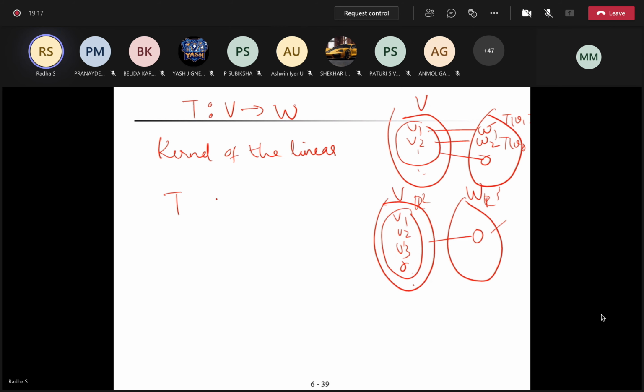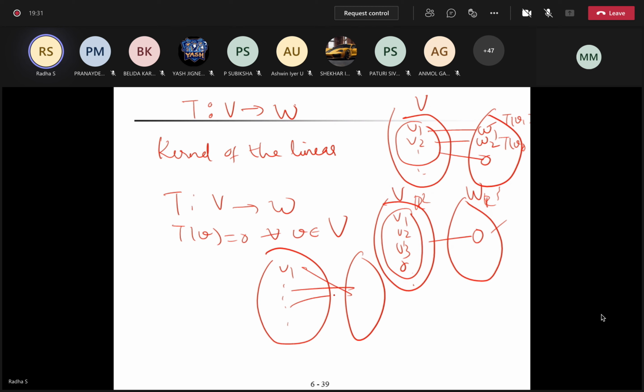Okay, now I'll ask you one question. Suppose I am defining a linear transformation T of V equal to 0 for all V belongs to capital V. That means whatever value you take in V, all are mapped onto 0. That's called the zero transformation. So what can you say about the kernel of this linear transformation?